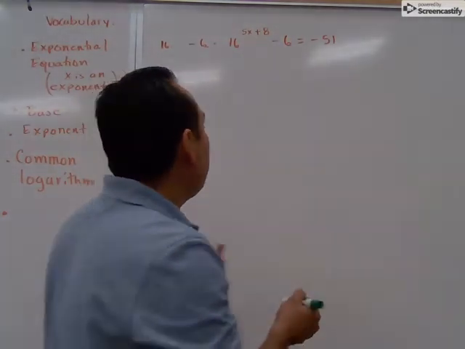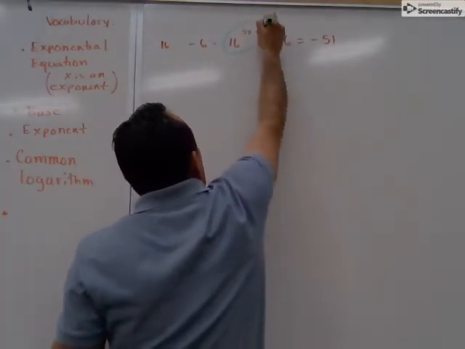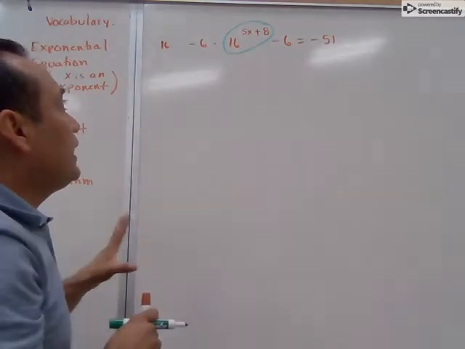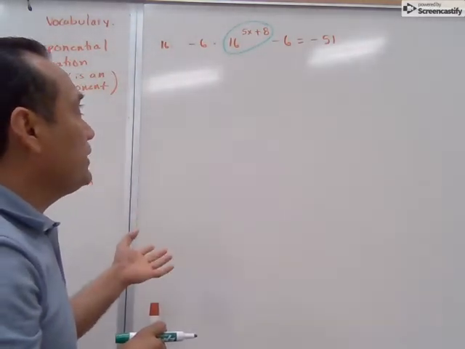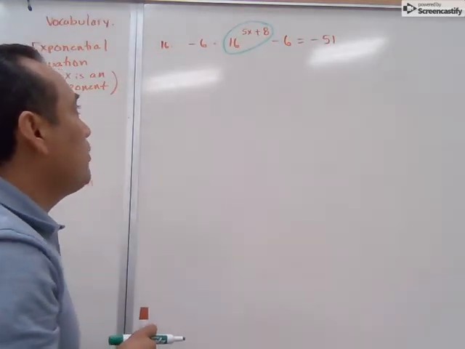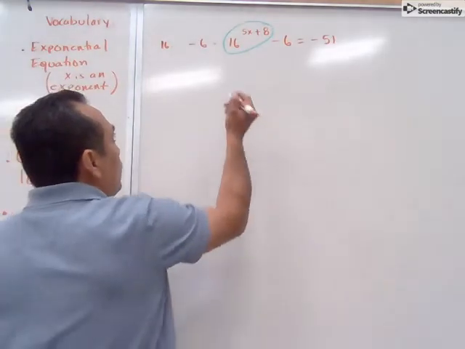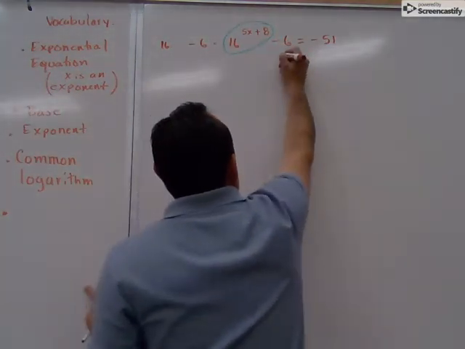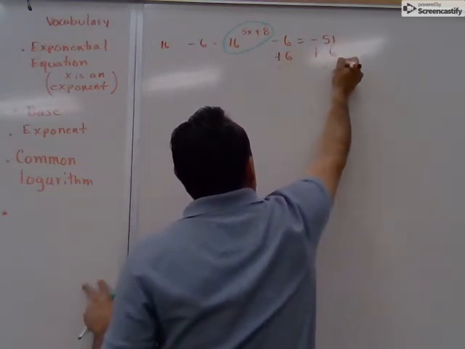The goal again here is to leave the base in the exponent that has the x completely alone. If we can leave this alone, then we can use our logarithmic properties, in particular the power property for logarithms. So right now we are multiplying by negative 6 and we're subtracting 6. We need to undo subtractions first by doing the opposite. I'm going to add 6 to both sides.